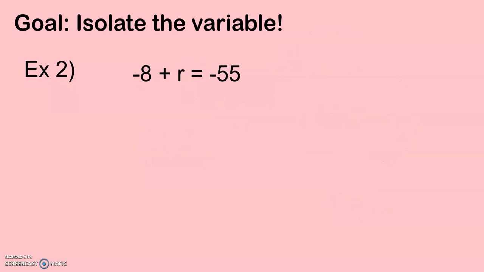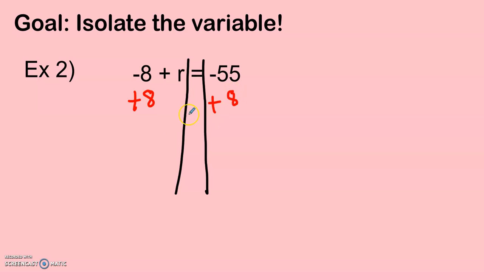Go on to example 2. So we have negative 8 plus r equals negative 55. So again, I'll start with my two lines down the equal sign. If my goal is to isolate this variable r all by itself, I need to do the opposite operations of whatever is on that side. So if I have a negative 8, the opposite of a minus is a plus. So add 8 to both sides.